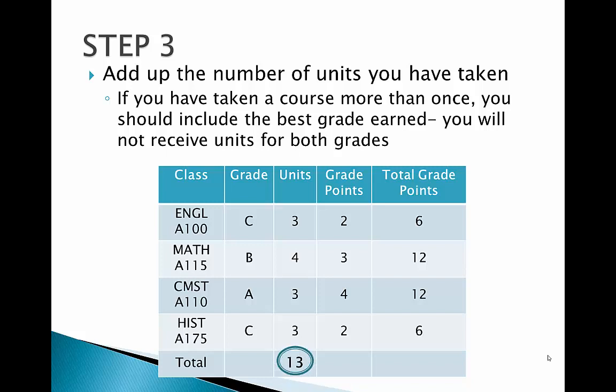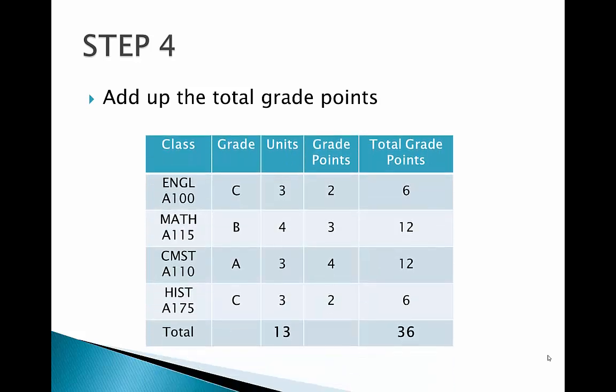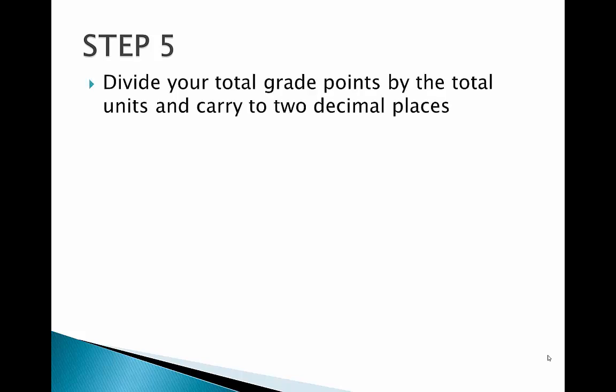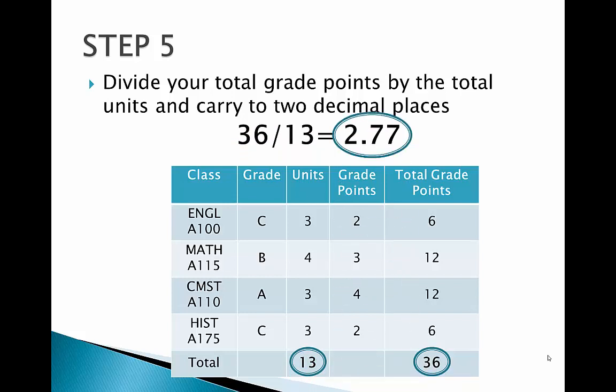In this example, the student earned a total of 13 CSU transferable units. Next, add up the total grade points. In this example, the student has a total of 36 grade points. Finally, divide your total grade points by the total units and carry to two decimal places. In this example, the student divides 36 total grade points by 13 units for a transferable GPA of 2.77.